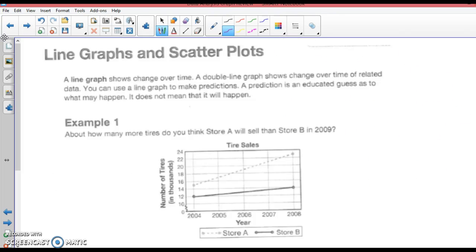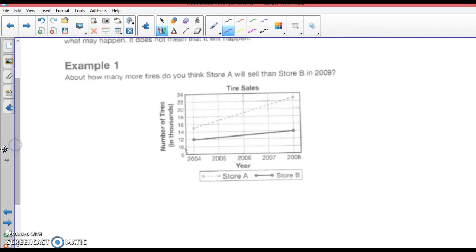Line graphs and scatter plots. Now, a line graph shows change over time. This is what we call a double line graph. How many more tires do you think store A will sell than store B in 2009? Now take a look. Look at our years. 2008 is here. 2009 is off our graph.